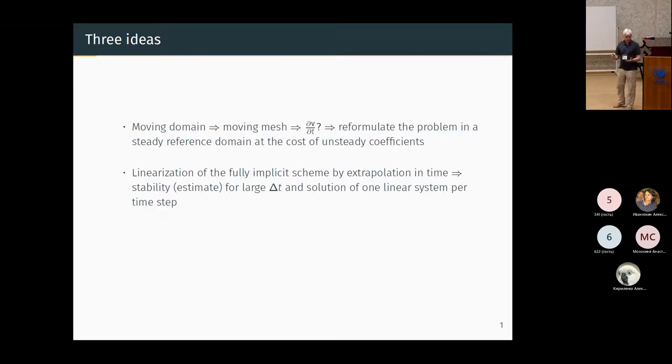So our idea is to linearize the nonlinear algebraic system to get a linear system at each time step. We apply this linearization by extrapolation of certain terms in time. At each time step, we get one system of linear algebraic equations to be solved. And since we apply the finite element method, the system has a sparse matrix.